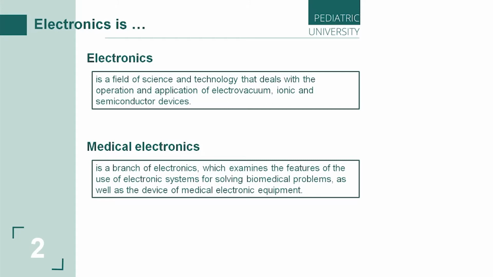All this is, of course, important, but we are still closer to the medical use of electronics. One of the common uses for electronic devices is in the diagnosis and treatment of diseases. Sections of electronics in which the features of the use of electronic systems for solving biomedical problems, as well as the device of the corresponding equipment, are considered are called medical electronics. What is medical electronics? You can see the definition on the slide.